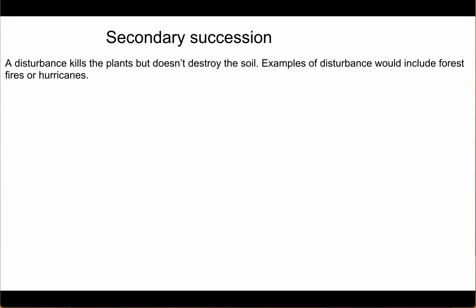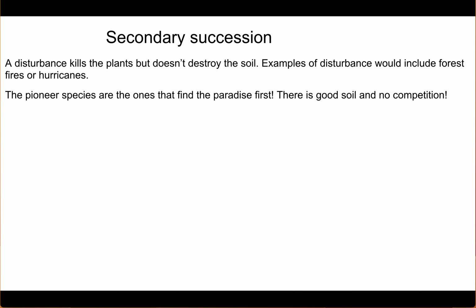So here, the difference between secondary and primary succession is in secondary succession, you've got rid of the plants, but you've kept the soil. And the pioneer species are just the ones that can find the space fastest. They don't have to be particularly good at growing in a bad place, because actually it's a brilliant place to grow. It's abiotically wonderful because it's got fantastic soil, and it's biotically wonderful because there's no competition.